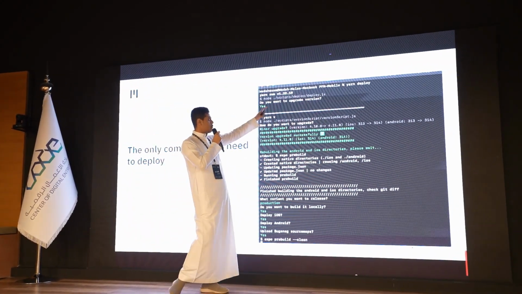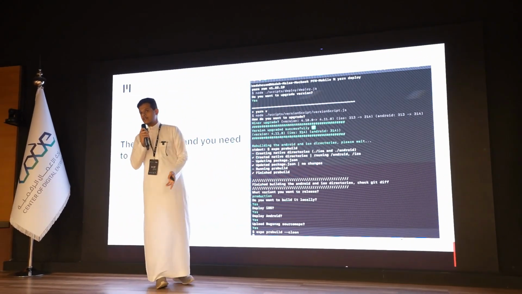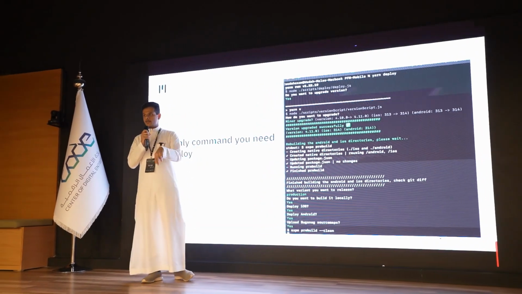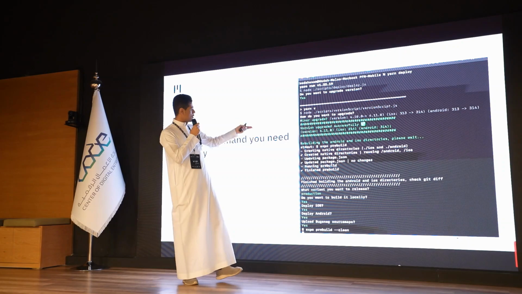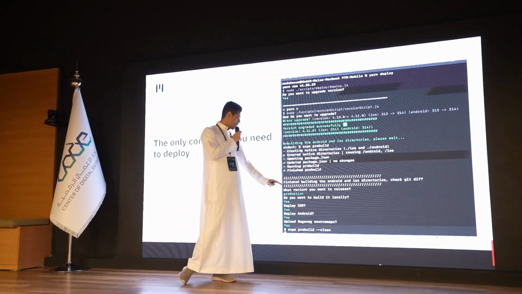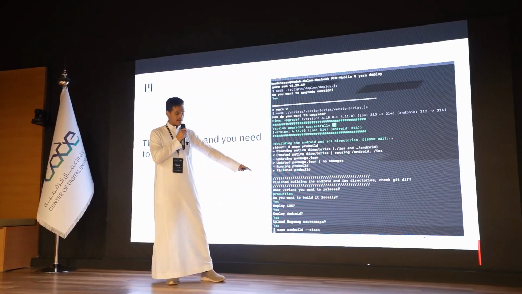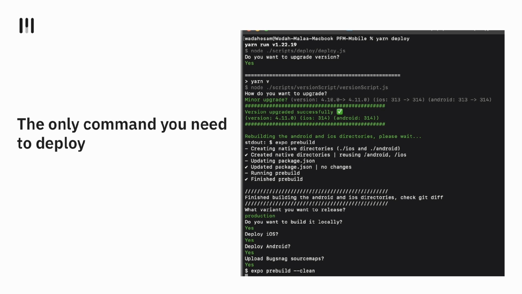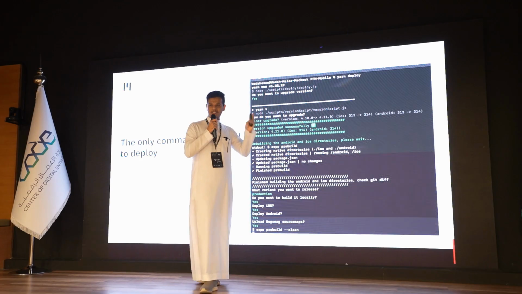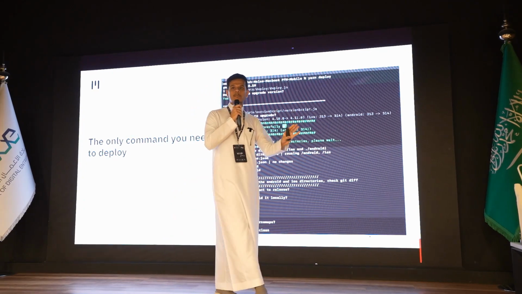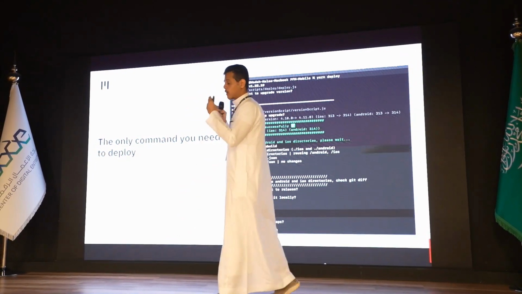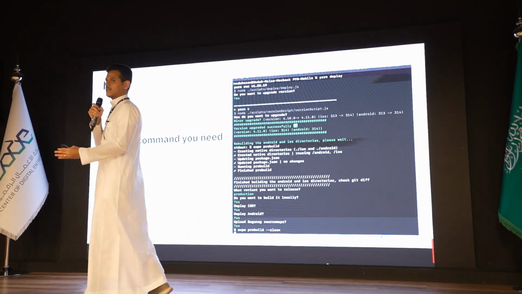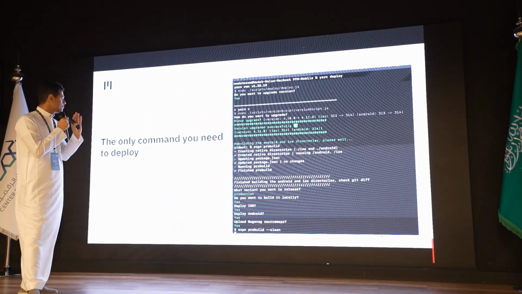For example, do you want to upgrade the version? Whether the upgrade is a patch upgrade, minor upgrade, or major upgrade. Also, it asks you whether you want to deploy iOS, Android, which variant of the release you want to deploy, whether you want to deploy it in the cloud or not, and also whether you want to upload the source maps. After answering those questions that anyone on the team can answer, it takes only 15 to 20 minutes to deploy. So we went down from 1.5 hours to 20 minutes, which helped us a lot.